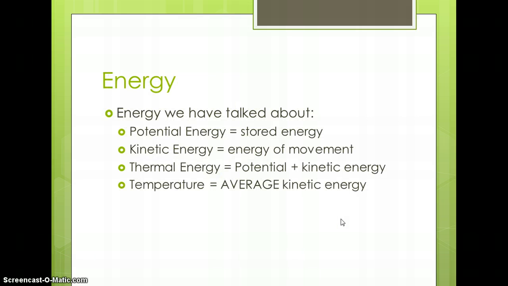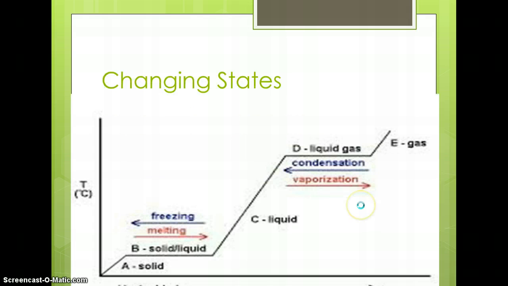Then we talked about energy. We talked about potential energy, which is stored energy, and kinetic energy, which is the energy of movement. When you put those two together, the potential energy plus the kinetic energy, you get thermal energy. So thermal energy is potential energy plus kinetic energy. And then you have temperature, and temperature is the average of the kinetic energy, the average of how fast or how slow the particles are moving. So potential and kinetic each have their own definition. When you add these two together, that's your thermal energy, and then your temperature is your average kinetic energy.